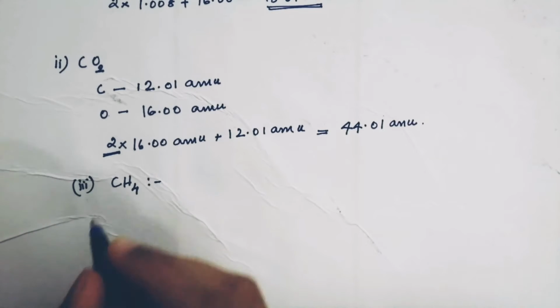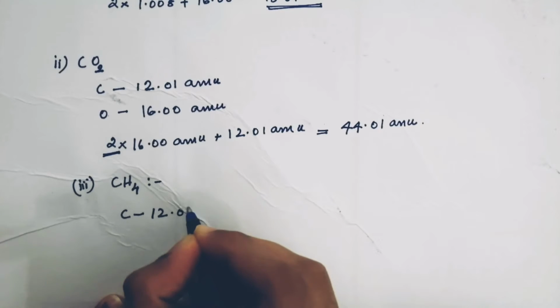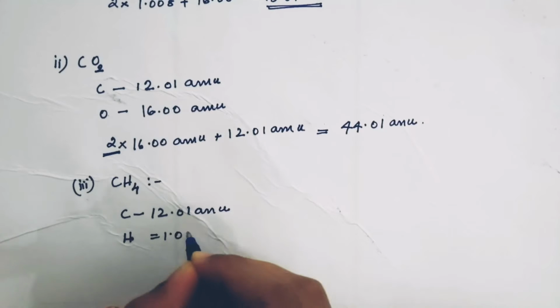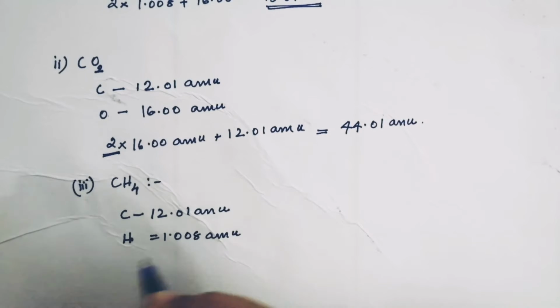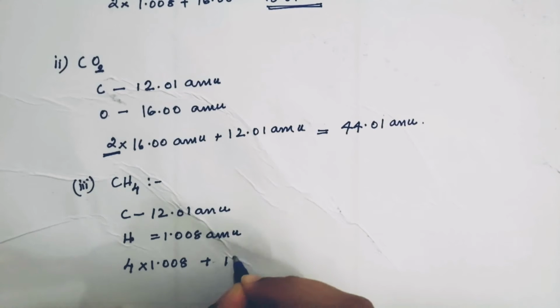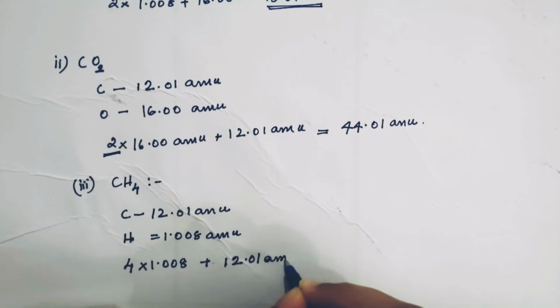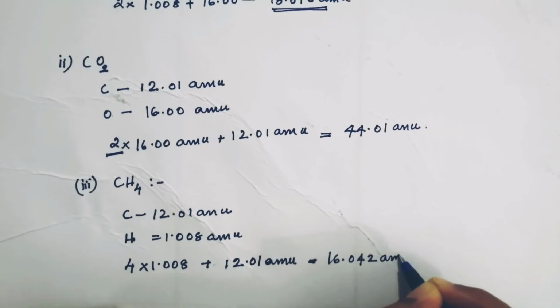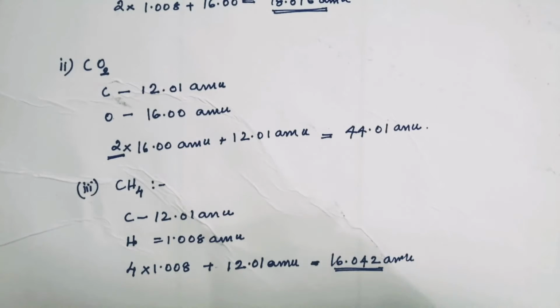Now for CH4, we have carbon 12.01 AMU. Now we have hydrogen, that is 1.008 AMU. Here we have 4 atoms of hydrogen, so we multiply 4 into 1.008 plus 12.01 AMU, which is giving us a total of 16.042 AMU. Hence we calculated the molecular mass of each of these molecules. I hope this question is clear. Let's move ahead with the next question.